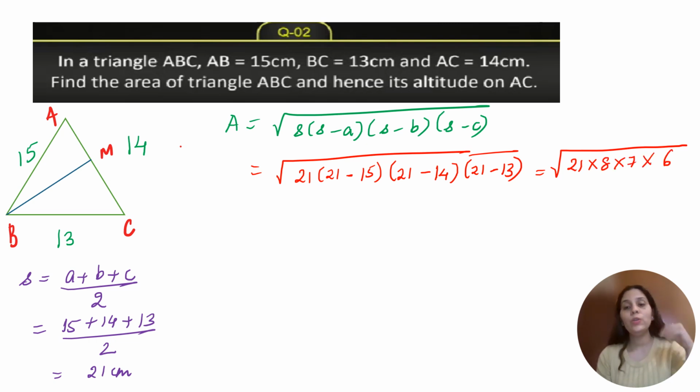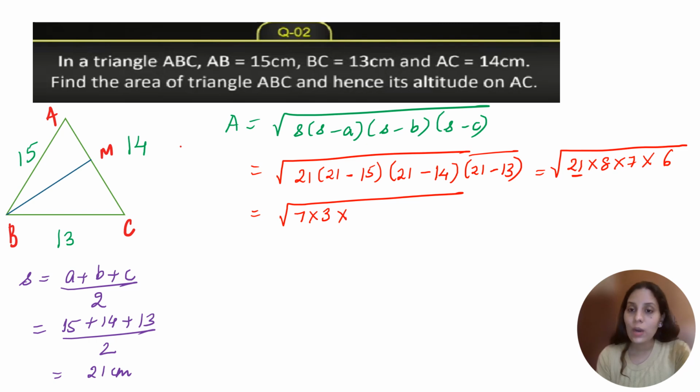Now here you can see all the numbers are different. What I'm going to do is write 21 as 7 into 3. Now 8, how can I write 8? 8 can be written as 2 into 2 into 2. 7 is just 7, and 6 can be written as 3 into 2. So you will factorize like this.